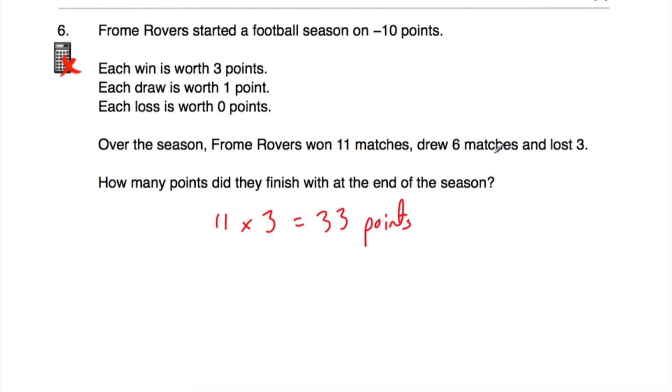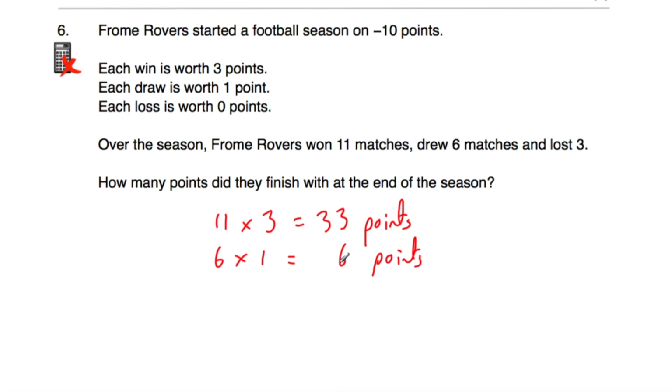Next, we're told that they draw 6 matches. So if we take those 6 matches and multiply that by 1, how many points you get for a draw, that would tell us how many points Frome Rovers got for their draws. So 6 times 1 is equal to 6. So they get 6 points for their draws. And then finally, for their losses, they lose 3 matches. Now, they're worth 0 points anyway, so 3 times 0 is equal to 0, so they don't get any points for those losses.